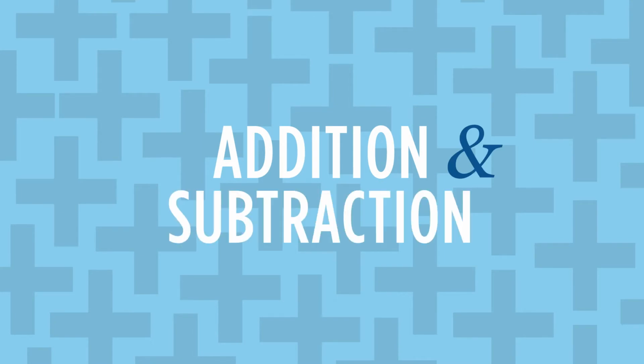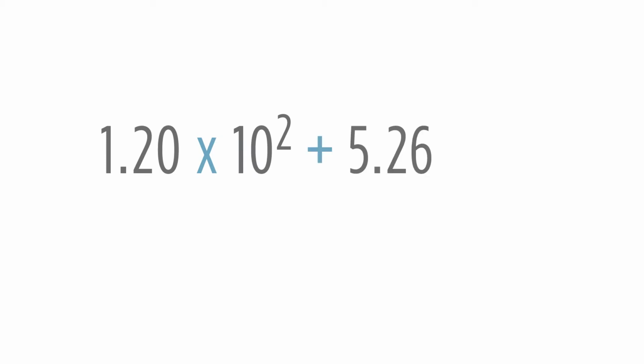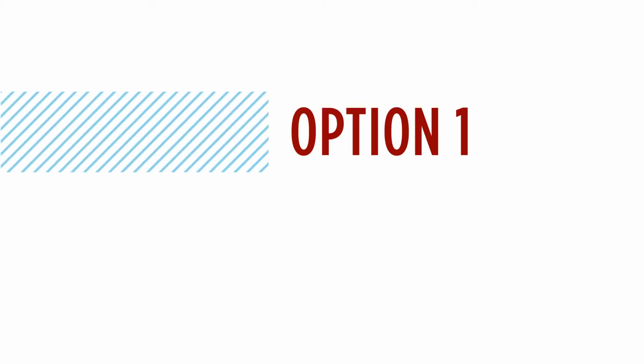Now that we've converted back and forth with scientific notation, let's look at addition and subtraction. In addition and subtraction, we need to have the same value of our exponent. So if we had two numbers, 1.20 times 10 to the second plus 5.26 times 10 to the third, we either have to convert this into 10 to the second or 10 to the third.